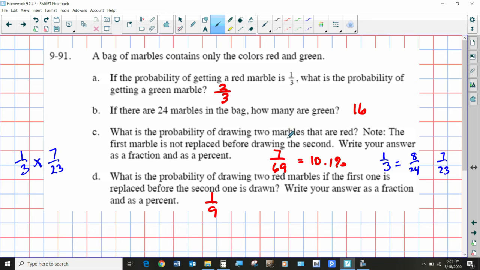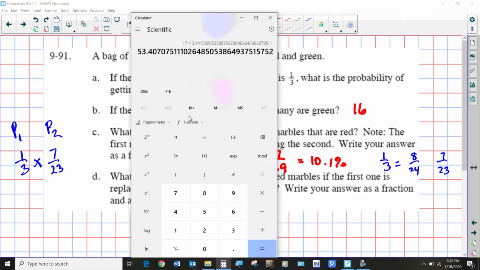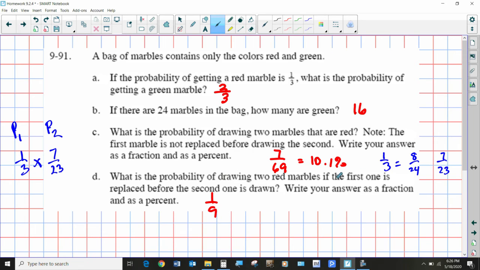But you're pulling out two of them, so you have to pull out a red and then another red without replacing the first. So we have to multiply the probability of the first one times the probability of the second one, and then you get your 7/69, which to convert to its percent, you could use the percent proportion, or some of you just take the fraction 7 divided by 69 and then convert this decimal number to a percent by moving the decimal 2 places to the right. So that's like 10.14 or just 10.1%. I just rounded it to the nearest tenth of a percent.